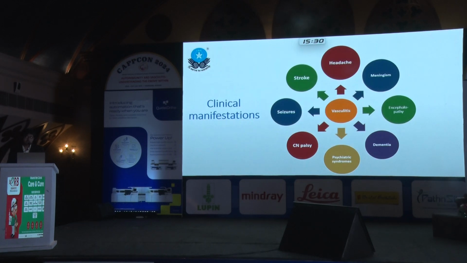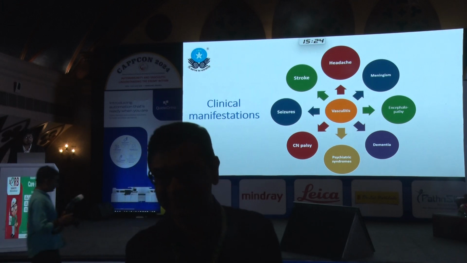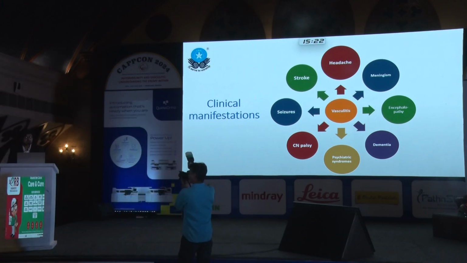So what are the clinical manifestations of CNS vasculitis? CNS vasculitis has diverse symptomatology. Most commonly patients present with headache. There can also be stroke, seizure, cranial nerve palsy, various psychiatric syndromes, dementia, etc.